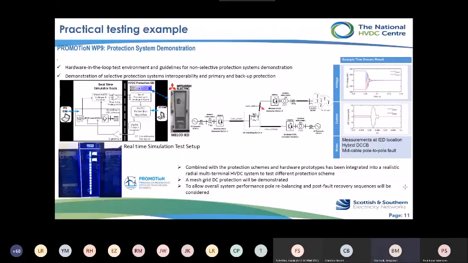So within the promotion project, we have integrated within a multi-terminal environment a series of intelligent electronic devices which are conducting the equivalent of AC protection relays' action of discrimination and initiation of DC circuit breaker responses. We simulated the DC circuit breaker responses within that environment. We've tested a range of different fault locations and effectively looked at the characteristics of the DC fault upon that DC circuit.